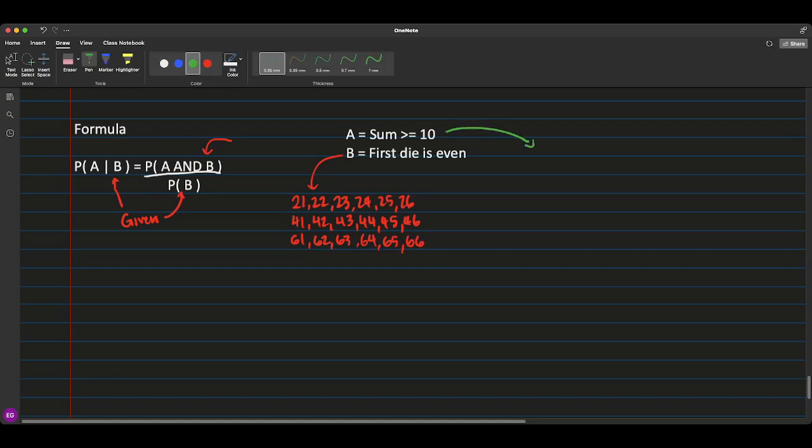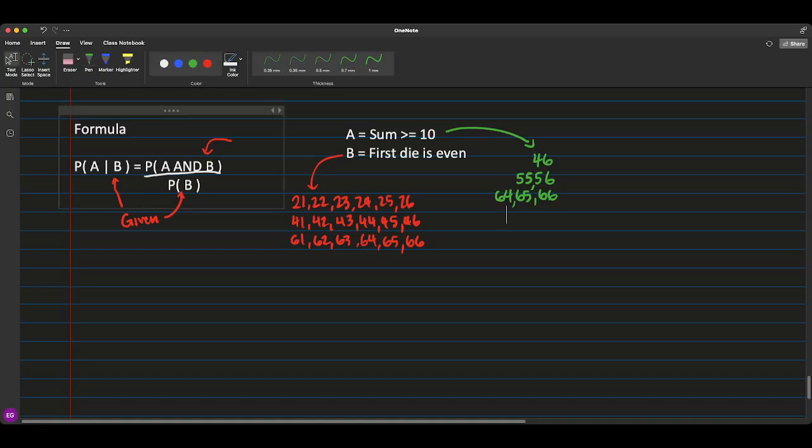Okay, now let's work through the A events. The A events are the sum is greater than or equal to 10. So can I roll a 1 and get a sum of 10? No, because 1 plus 6 would be 7. Can I roll a 2? 2 and 6 would be 8. Can I roll a 3? 3 and 6 would be 9. No. Can I roll a 4? Yes, I can roll a 4 and a 6 and I get 10. I could roll a 5 and a 6, a 5 and a 5. I can roll a 6 and a 6, a 6 and a 5, and a 6 and a 4.